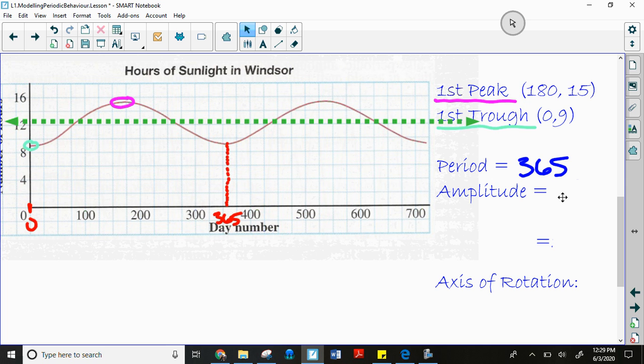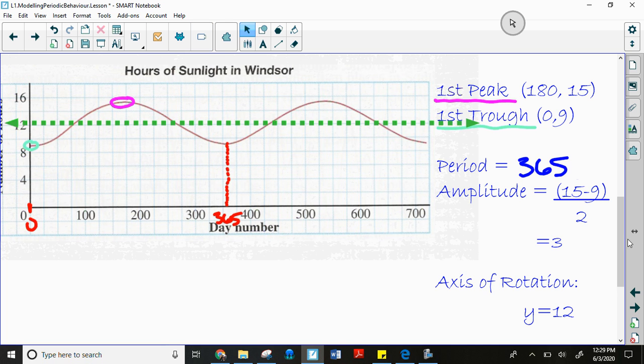Oh, look at that. 15. Would you say that's 15? I wouldn't say that's 15. Minus 9. 10, 11, 12, 13, 14, 15, 16. Okay, and we're saying our amplitude is 3, and then our axis of rotation is happening at y equals 12. Good. Don't like it though.